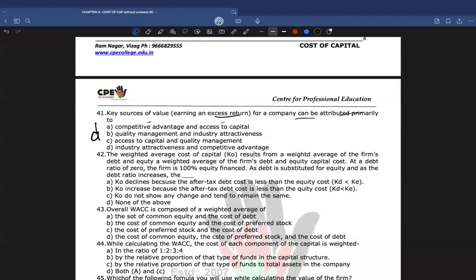The weighted average cost of capital results from the weighted average of firm debt and equity. A weighted average of firm debt and equity capital cost is a repeat. At a debt ratio of 0, the firm is 100% equity financed.